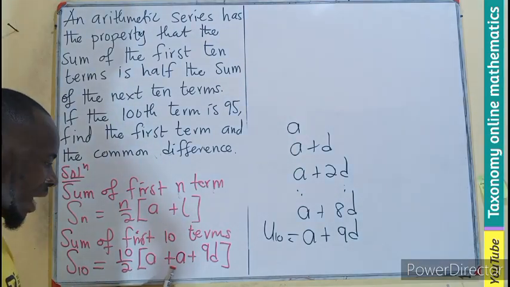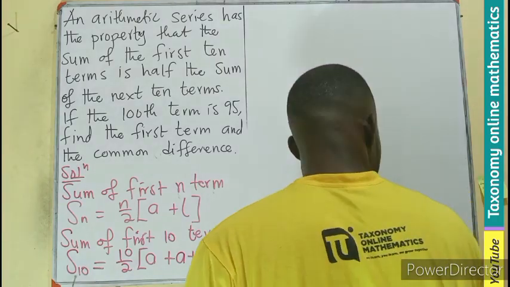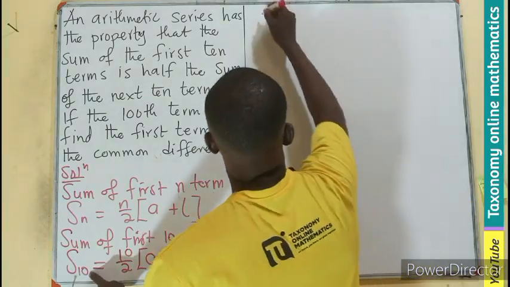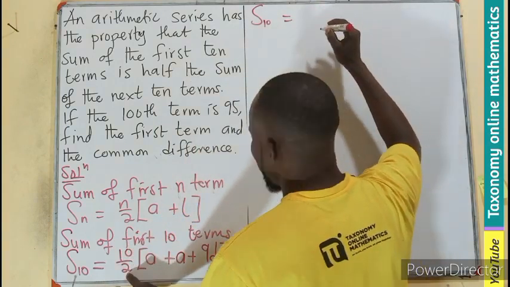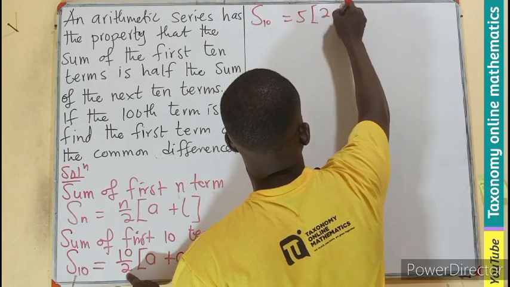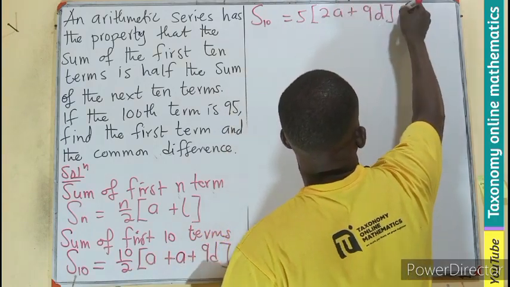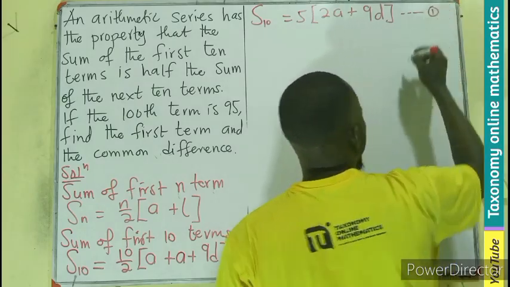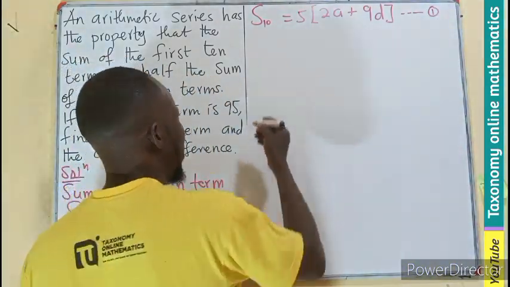So we can simplify this. We have S10 equals 10 divided by 2, which is 5, multiplied by 2a plus 9d. We can label this as the first equation. That's the sum of the first 10 terms.